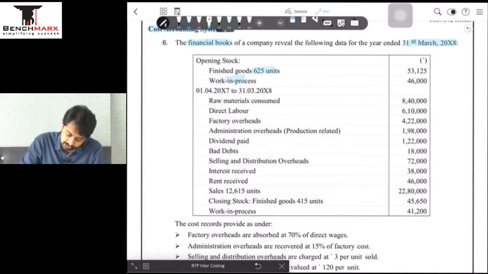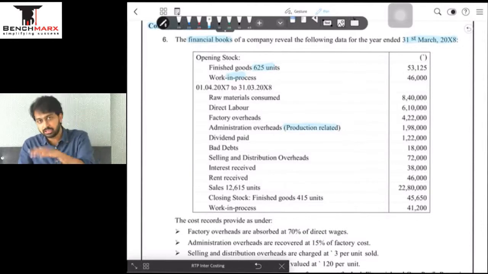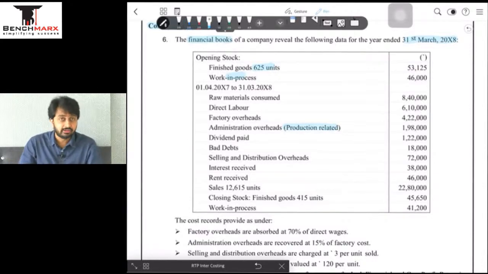sheet. Okay, factory overheads so and so, admin overheads, production related. So now they are giving us a hint that these are production-based admin expenses, which means in my cost sheet they will come before the COP. Okay, dividend paid, tell me will dividend paid be a cost in the cost sheet? No, because this is a financial cost appearing only in the financial records, not in the cost sheet.